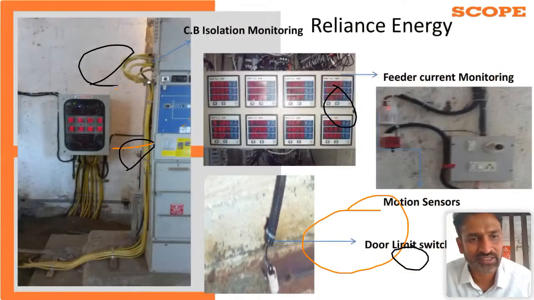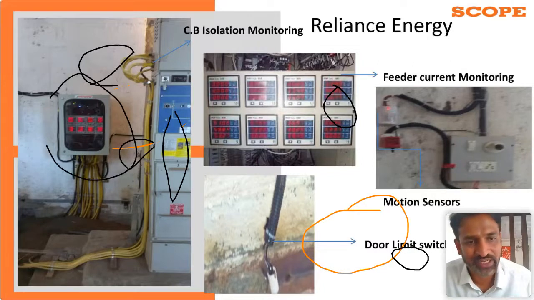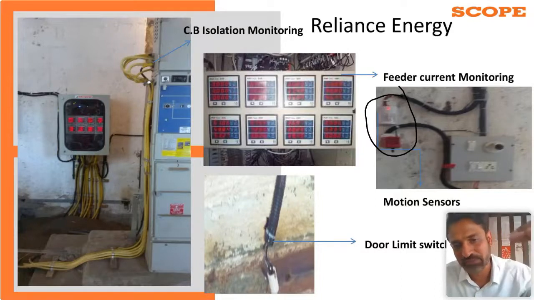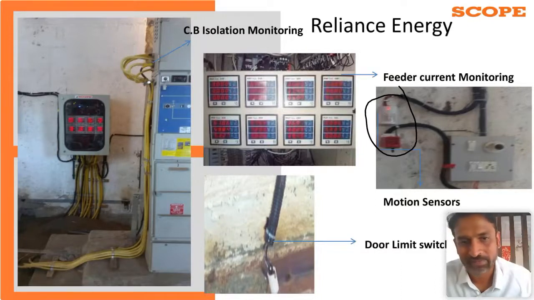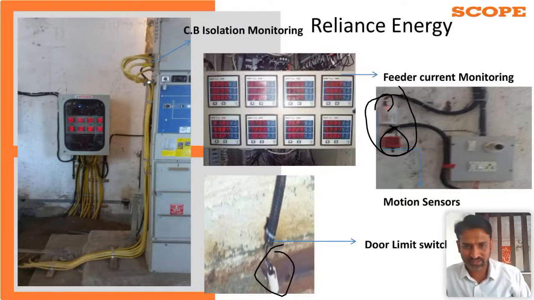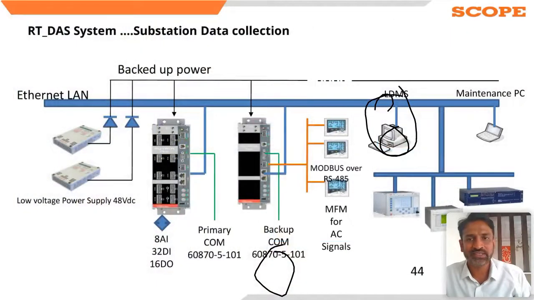This is the RMU, and this is our RTU panel where everything is connected. You can see the smoke detector here, and the motion detector, so if somebody comes in or out they will know. And this is the door: when the door opens, the limit switch is released and gives an alarm to the central system. This we have done for the Reliance system.